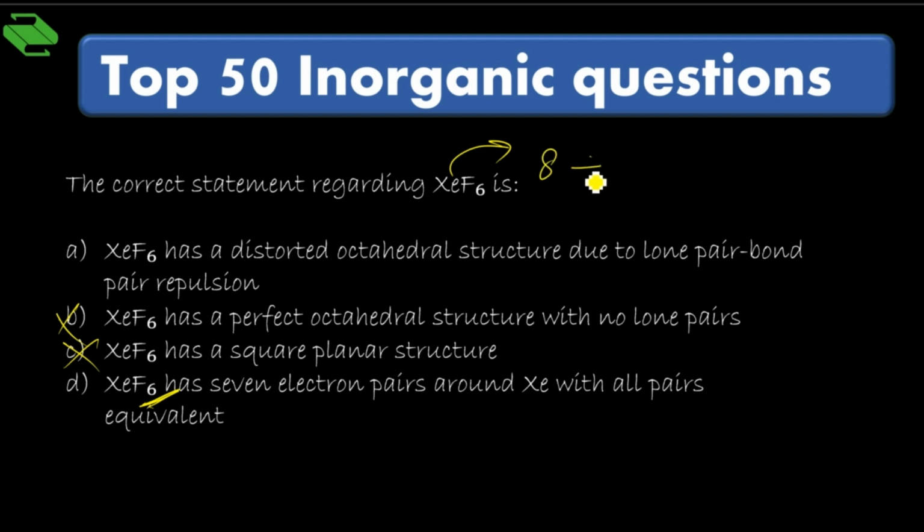Let's check it. 8 plus 6, 7. That is 42. 50 divided by 8, 6 plus 1. So all the pairs are equivalent? No, it is not equivalent. It is having a distorted octahedral structure.